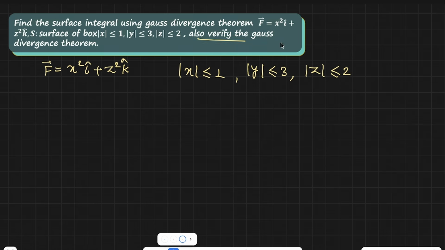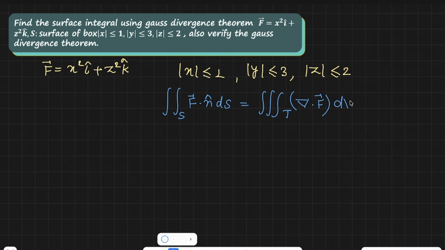Also verify the Gauss divergence theorem. It is very, very important. Now it is saying verify the Gauss divergence theorem. It means you have to prove that the surface integral of F dot n cap dS over this surface is equal to the triple integral of the divergence of F over the volume. These both are equal. This is your left hand side and this is your right hand side, RHS and LHS.